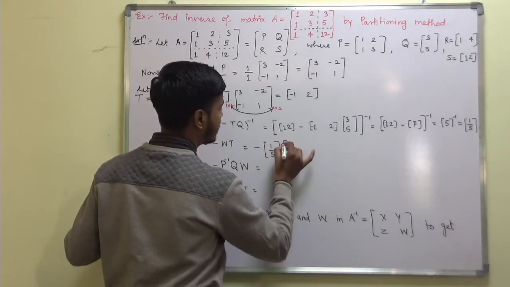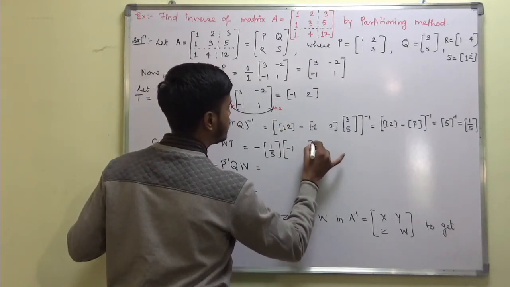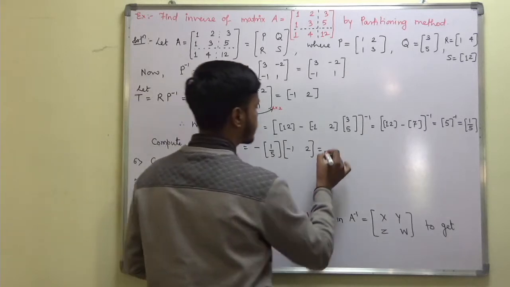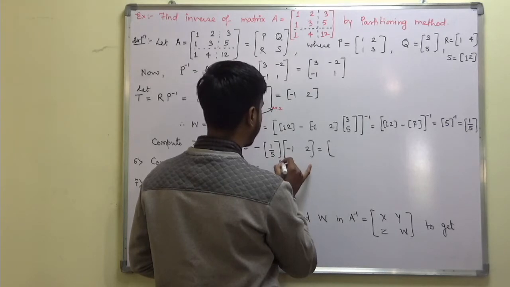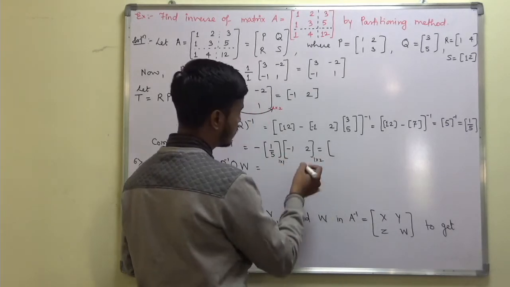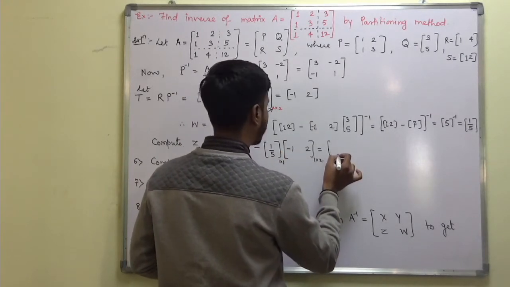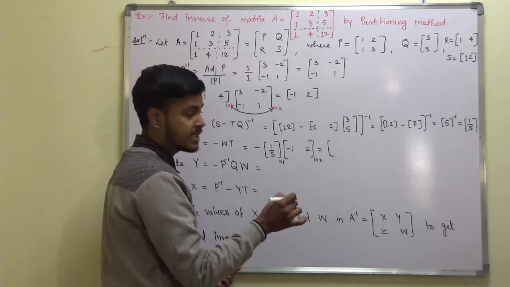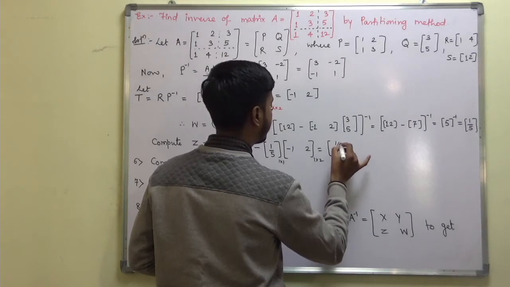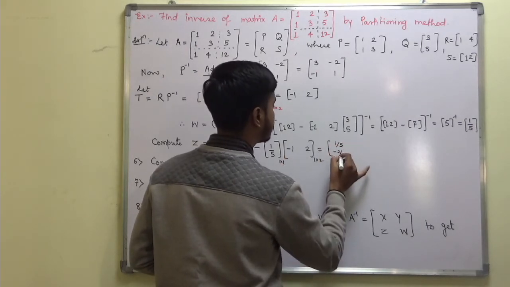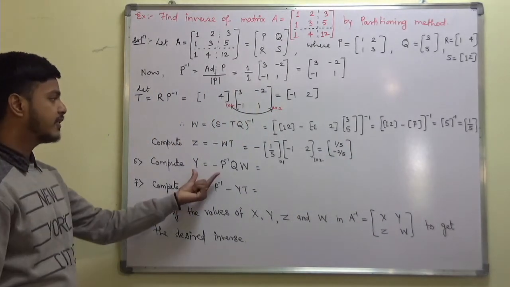What is T? T we have already found out, this: minus 1 and 2. So multiplying this, its order is 1 by 1, its order is 1 by 2, so matrix multiplication is possible. Minus minus becomes plus. So this is plus 1 by 5, and this is minus 2 by 5. Clear? Now next we have to find out this.